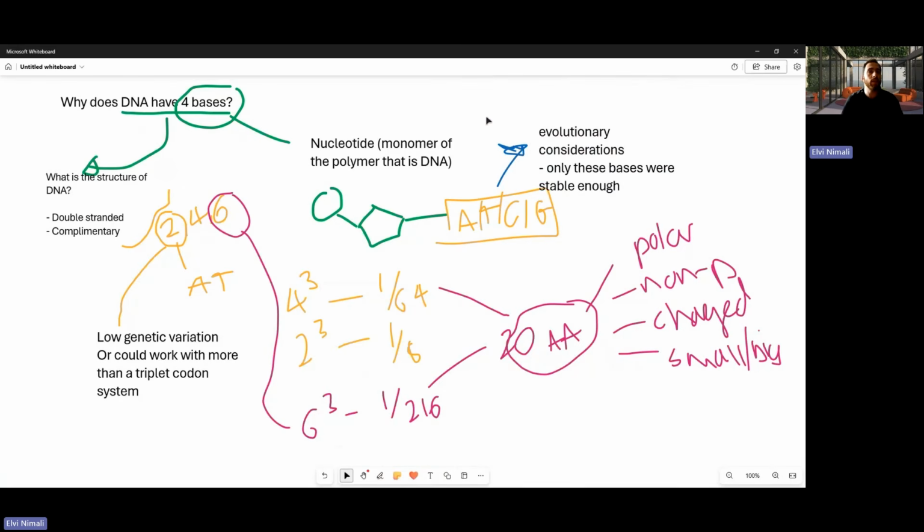The key tip with a question like this is to address the question behind the question and define some of the key terms and think about what a base actually is, for example, in this question, what DNA actually is, its structure. Then you address why it would have to have 4 bases.